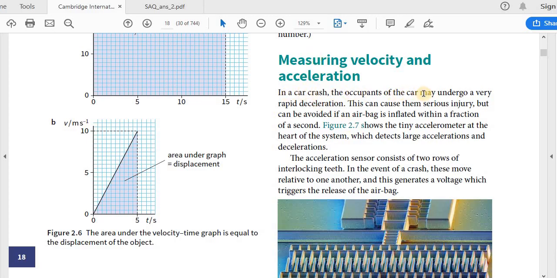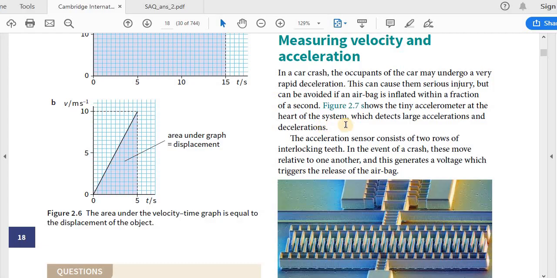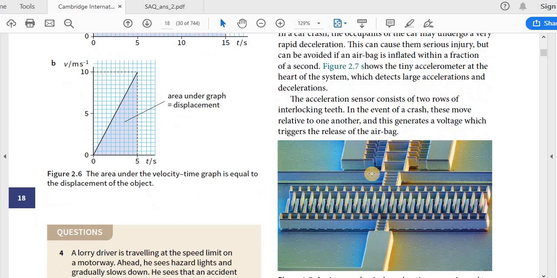Then in a car crash, the occupants of the car may undergo a very rapid deceleration. This can cause them serious injury, but can be avoided if an airbag is inflated within a fraction of a second. Figure 2.7 shows the tiny accelerometer at the heart of the system, which detects large accelerations and decelerations. The acceleration sensor consists of two rows of interlocking teeth. See that in the picture here, and this is zoomed several times, or in other words you can say this is the image formed using a microscope. In the event of a crash, these move relative to one another, and this generates a voltage which triggers the release of the airbag. Very easy to understand.